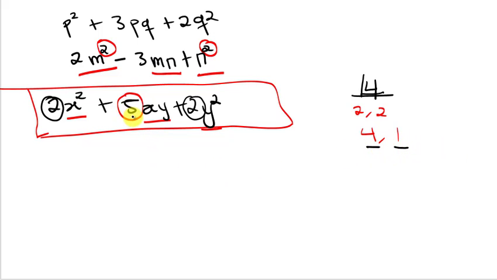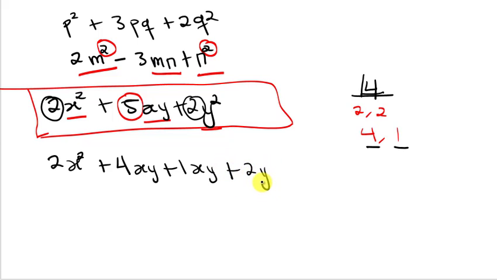So we are going to use these two numbers, the 4 and the 1, in place of the 5. So we will be having 2x squared plus 4xy. The 5 was attached to xy, so these two numbers that you are bringing, you have to attach them to the same xy. So we have positive 4xy. The 1 is also positive, so plus 1xy, and then you bring the last term, that is plus 2y squared. Now, as it stands, we have 4 terms.